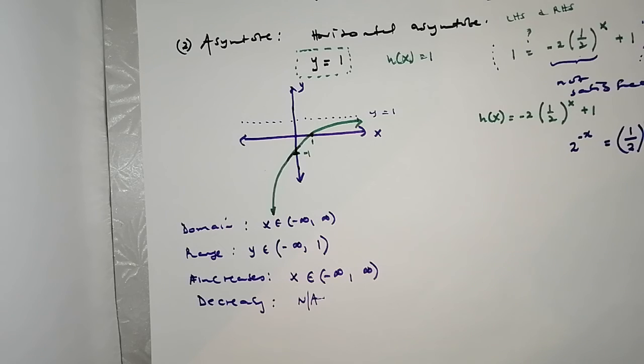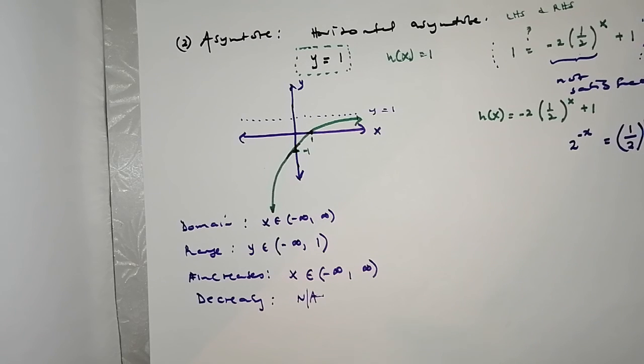Okay, cool, guys. We're able to sketch the graph of an exponential function that was reflected on the y and the x-axis and shifted 1 unit upwards. So this was the shape of the function, and we are able to find the domain, the range, and the values of x where the function is increasing and decreasing.